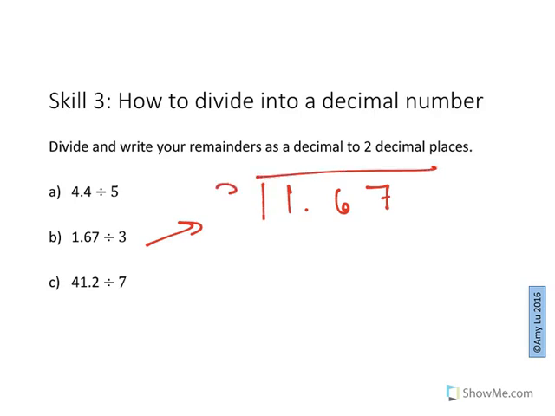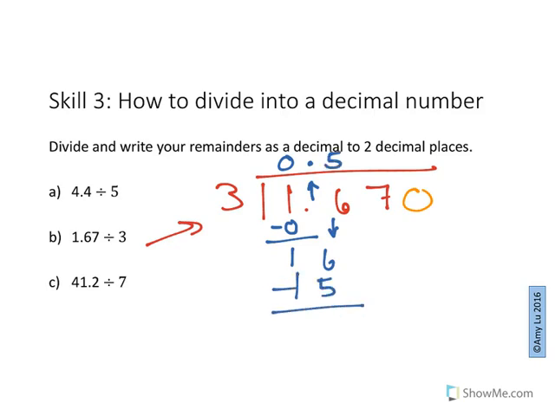1.67 divided by 3. Add 1 extra 0 in case we need it. 3 goes into 0 no times. Subtract, you get 1 left over. Bring the decimal straight up. Remember to never ignore that. Bring the 6 straight down. 3 goes into 16 5 times. Subtract, I have 1 left over. Bring the 7 down. 3 goes into 17 5 times. 15. Subtract, I have 2 left over.